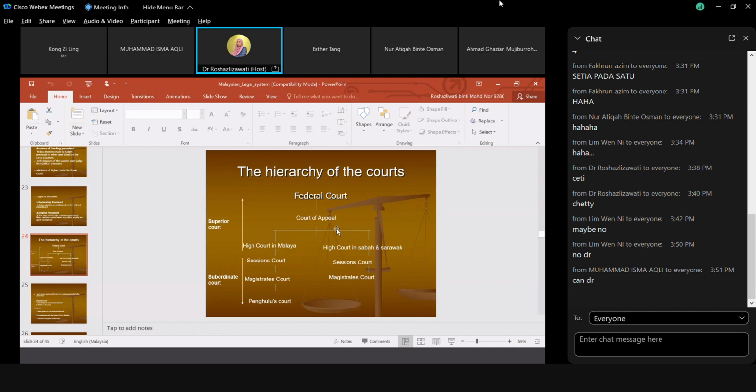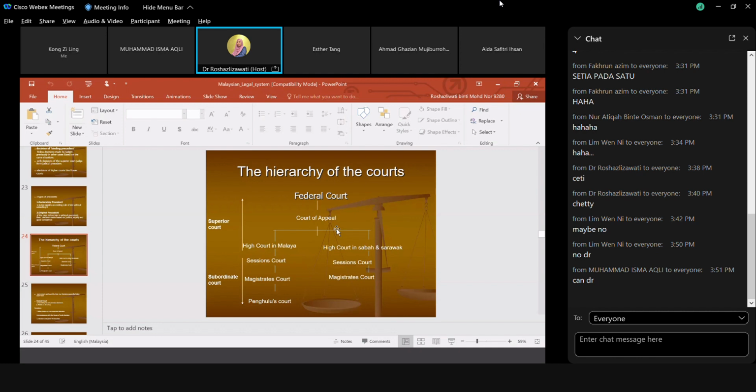Very small case. And then when case yang melibatkan tuntutan tak melebihi 10,000, then we go to magistrate court. Magistrate court ni dia ada first class magistrate court and also second class magistrate court. Seterusnya we have session court. So session court, magistrate court and penghulu's court dianggap sebagai mahkamah bawahan, subordinate court, and the upper level of court known as superior court, i.e. high court, court of appeal and federal court.